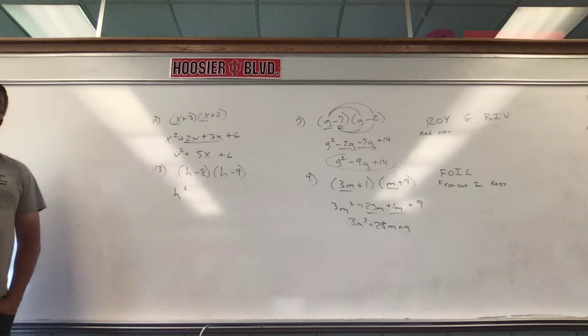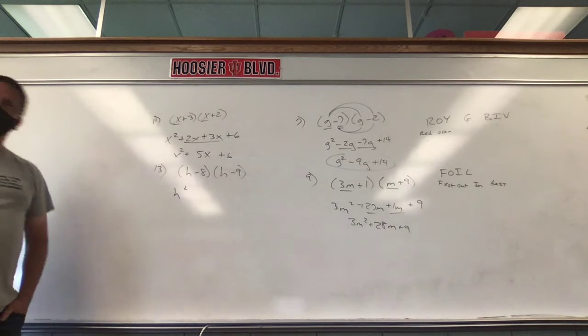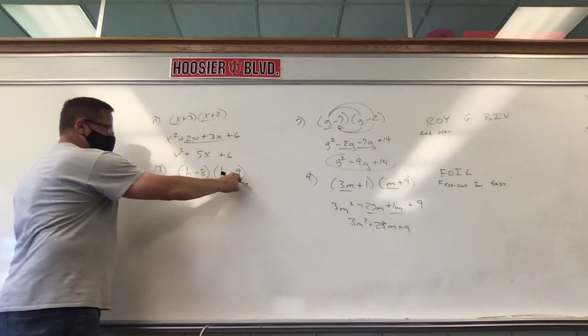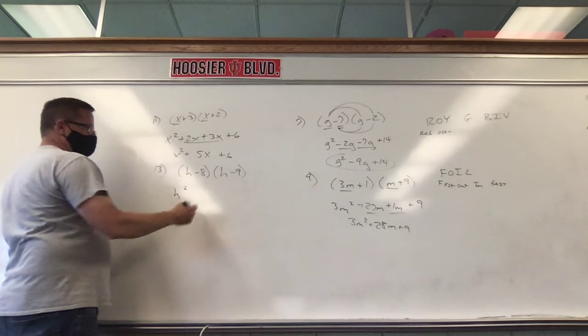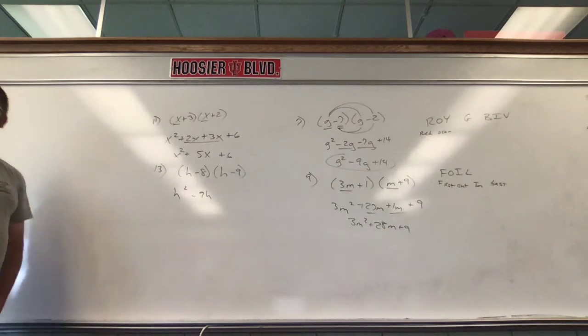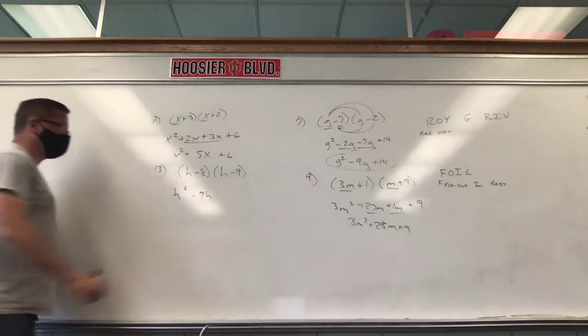H and 9. Nope, -9. Good. -9. You said it that time, right? Okay. What's h times -9? -9h. What are your inner ones? -8 and h. Times them. -8h.